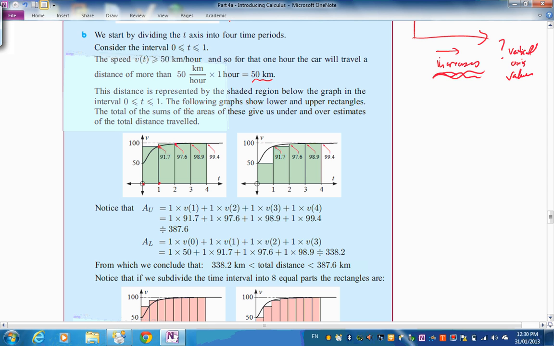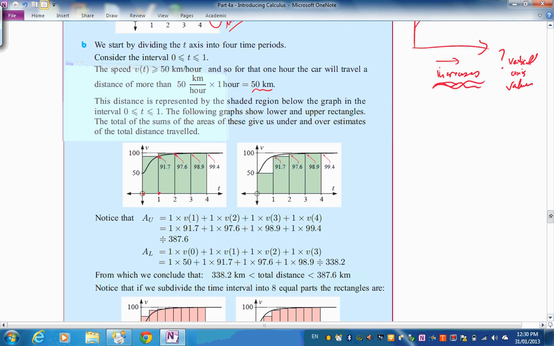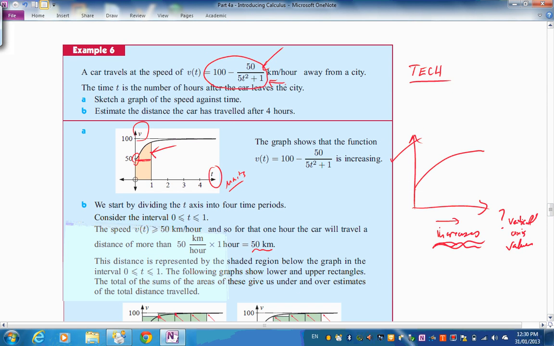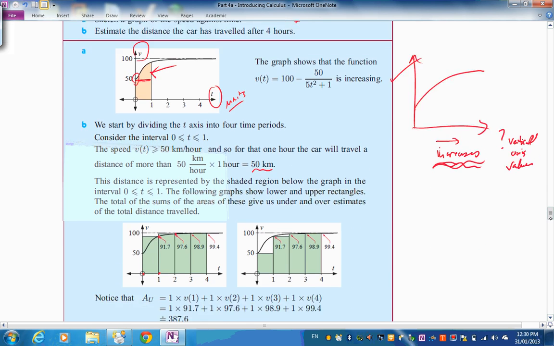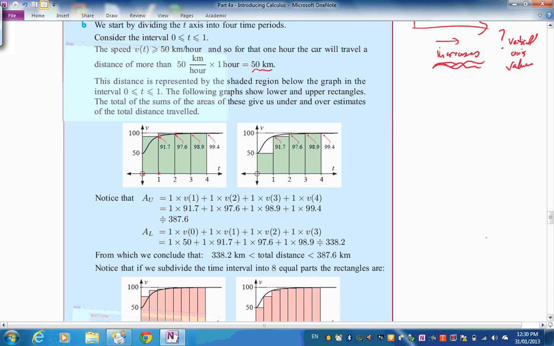So here we're trying to estimate, remember the question here, we want to sketch a graph and estimate the distance after 4 hours. So here we're going to do the lower sum as well. Go to the interval, there and there, take the lowest point on that interval and draw across to the end of the interval. So it's the same basic method, so let's try and put the steps down.